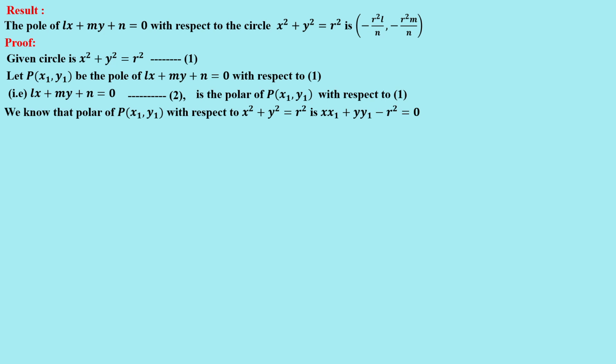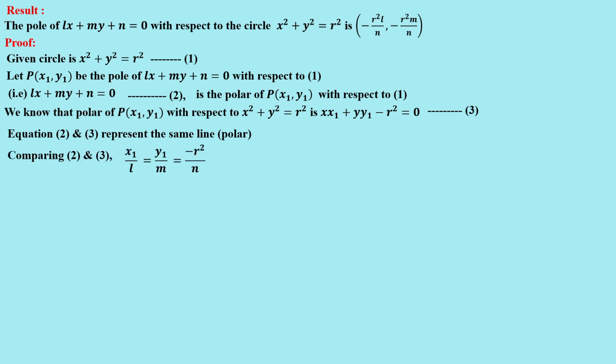So we know that the polar of P(x1, y1) with respect to x square plus y square equal to r square is x x1 plus y y1 minus r square equal to 0, right? So that is equation number 3. So equations 2 and 3 represent the same line, that is the polar. Comparing 2 and 3, the coefficient of x in 3 is x1, in 2 is L, so x1 by L, which is equal to the coefficient of y in 3, which is y1, and in 2 is m, so y1 by m, which is equal to the constant term in 3, which is minus r square, and in 2 is n.